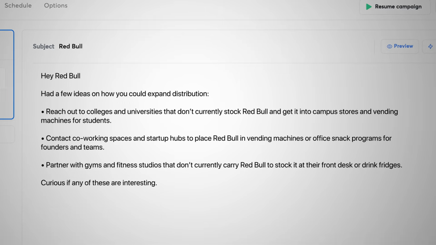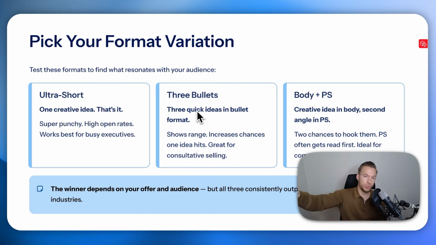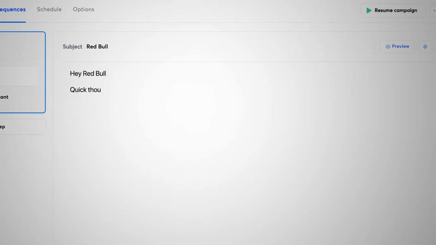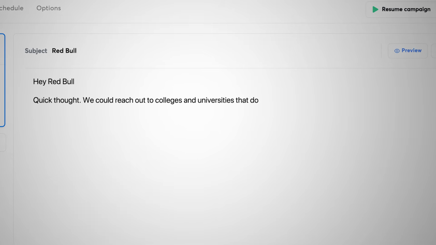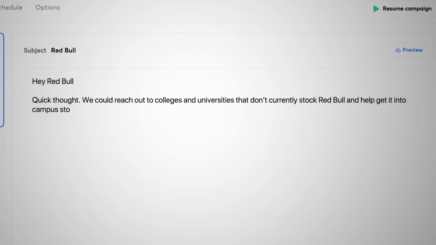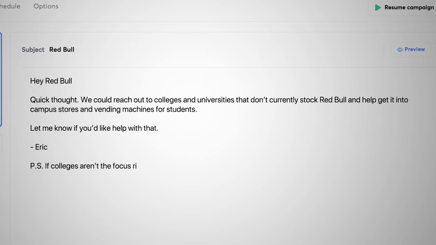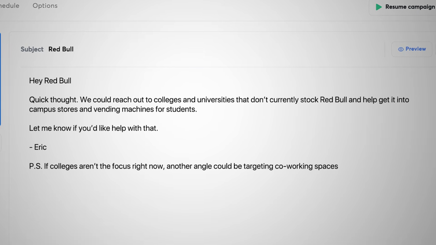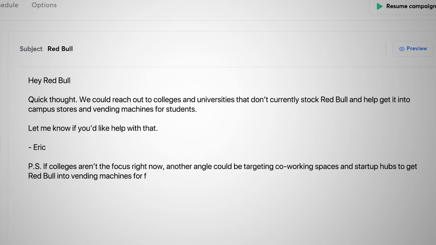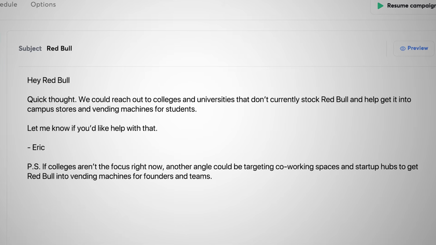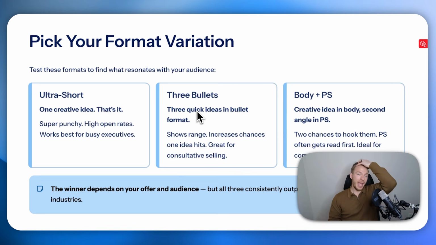Then we also do the 3 bullet points. And then sometimes we'll also put a super short one in the body of the email, and then we'll do another in the PS. So again, for Red Bull, if that's the example, hey, we can help you reach out to colleges and universities to make sure your product is stocked up for the students. Let us know if you want us to help. Signature. P.S. If colleges isn't the focus right now, maybe we could help you target co-working spaces to see if founders would use it in the vending machines or something. Just so that you get multiple ideas going, and it makes the body of the email feel short, and then you put the other idea below the signature.